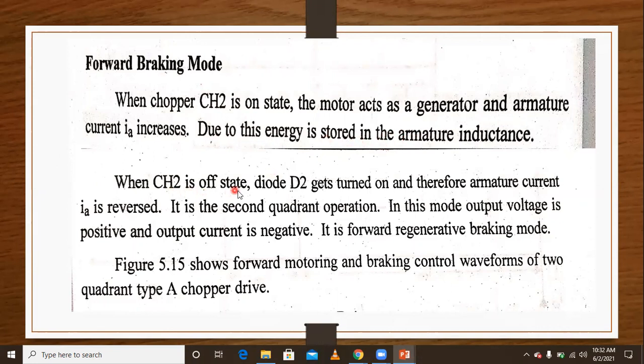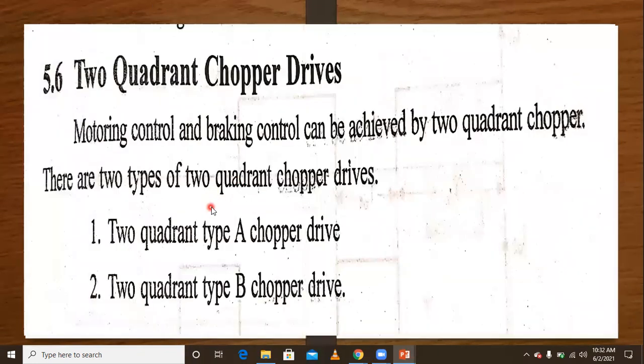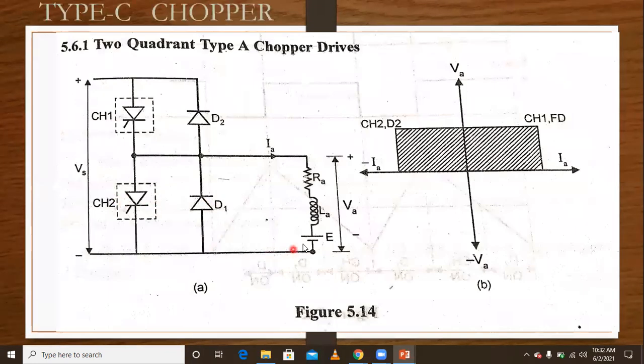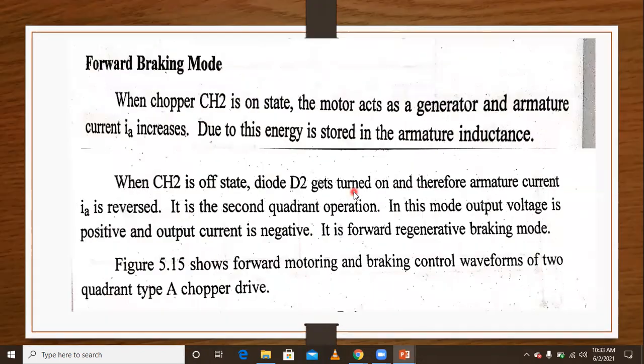When chopper CH2 is in the off state, the power is fed back to the source like this. The diode D2 gets turned on, and therefore the armature current IA is reversed. It is a second quadrant operation. In this mode, the output voltage is positive and the output current is negative. I already explained this using the circuit diagram. This is known as the forward regenerative braking.